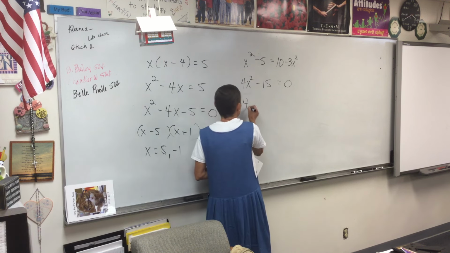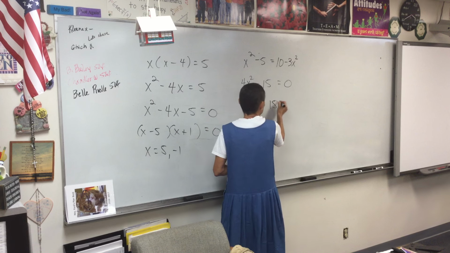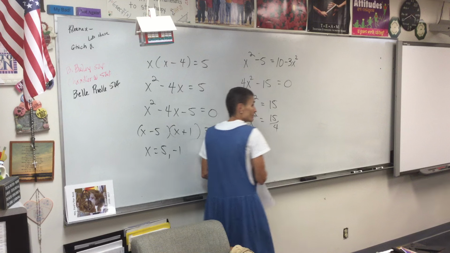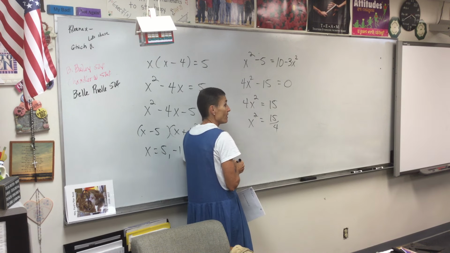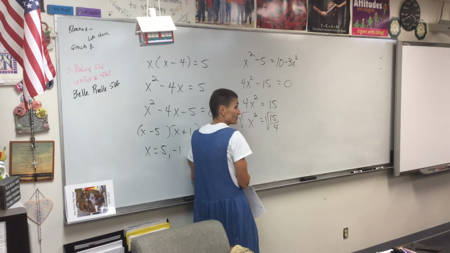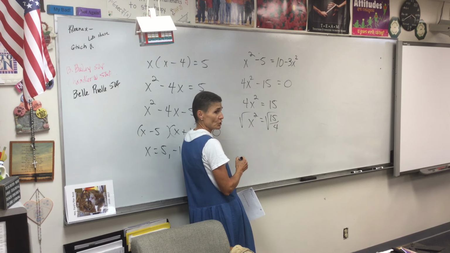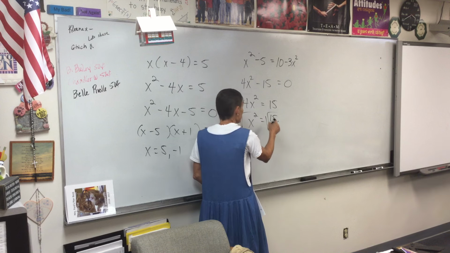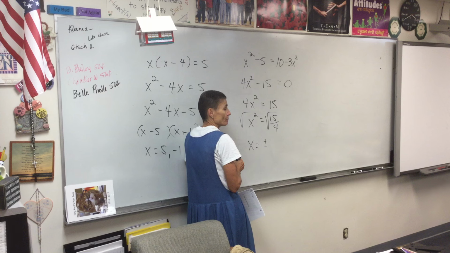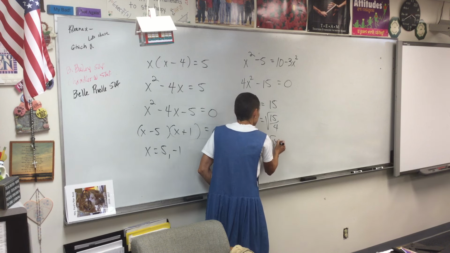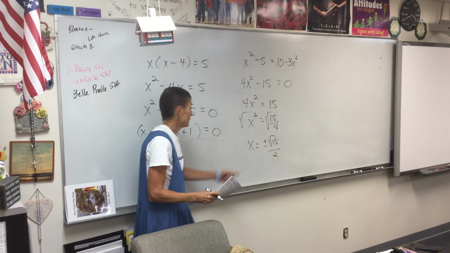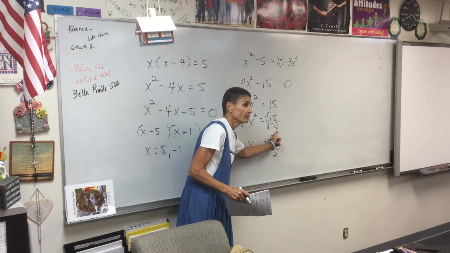We did some of these the other day. What if I moved my 15 back over and divided by 4? Then I'll just take the square root of both sides. And the only caution I have for you is, when you square root this, it's plus or minus. And it would be the square root of 15 over 2. Why is it over 2? Because the square root of 4.